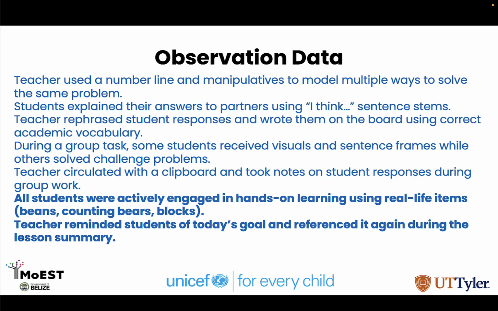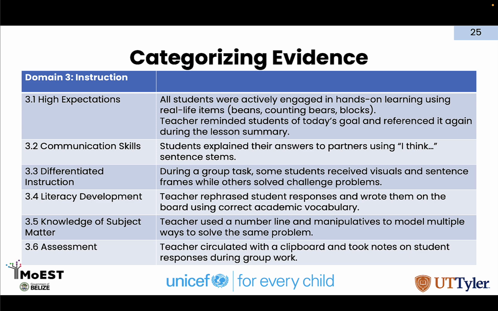Then we have the last 2 on this screen. All students were actively engaged in hands-on learning using real-life items. Teacher reminded students of today's goals, referenced it again during the lesson summary. Those are both high expectations. Not only are students demonstrating that they are actively engaged during the lesson, but also the teacher linked the lesson to the learning objectives. So that is how you categorize evidence. You go one by one through the different statements, and you find where each one belongs.